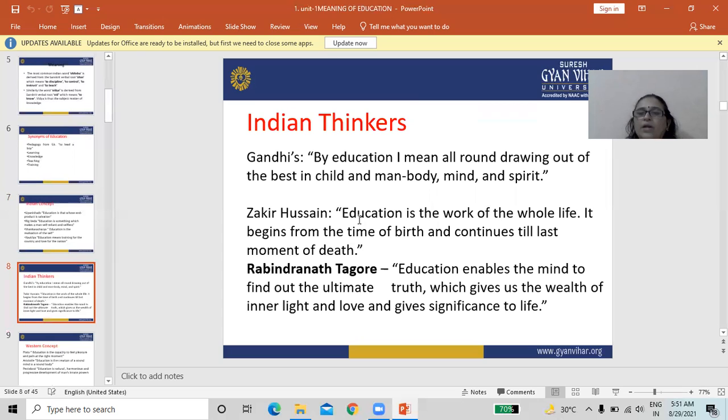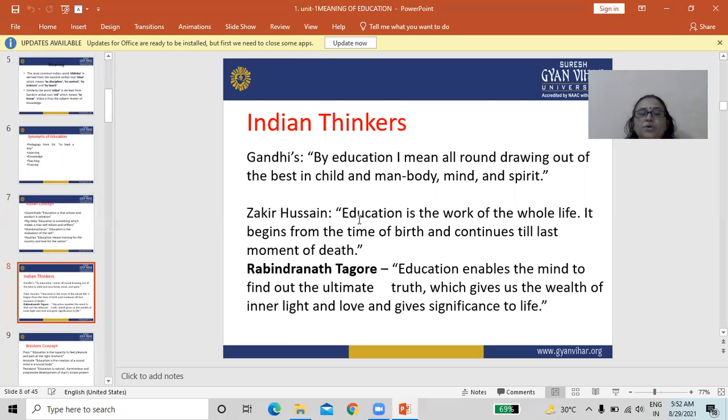According to Zakir Hussain, education is the work of the whole life. It begins from the time of birth and continues till the last moment of death. It means education is a continuous process, starting from birth and ending with death.